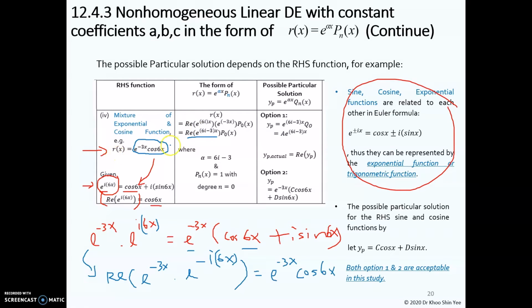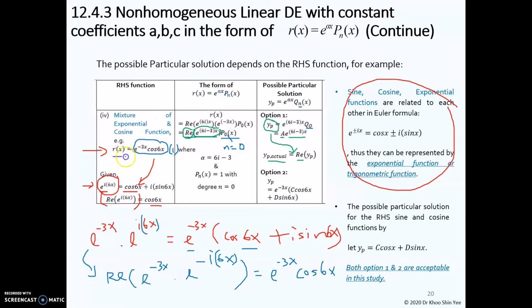From the right-hand side function, the polynomial is equal to 1 in this case. Therefore, the degree for the polynomial is equal to 0, so n is equal to 0 in this case. So Q0, the general formula, will be a constant A. To simplify the calculation, we propose the particular solution using this exponential function. After you solve the yp solution later, you need to find the real part, because you know that the actual solution is located at the real part.